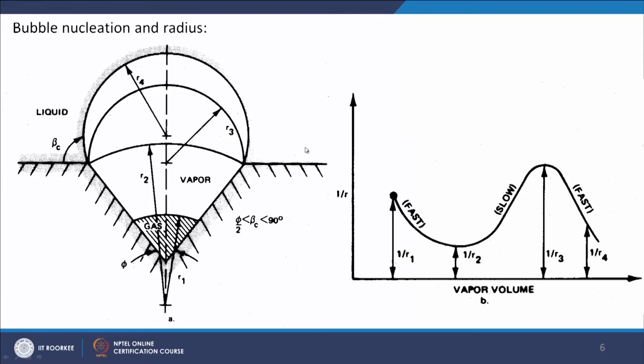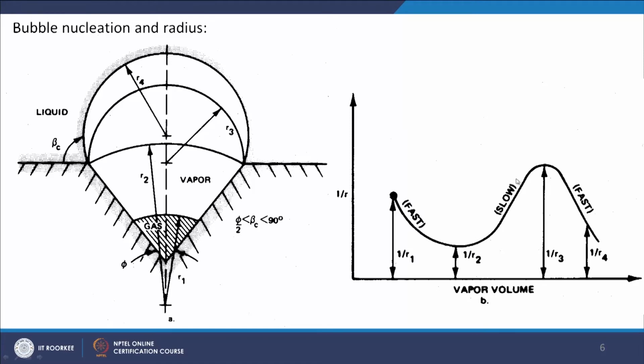Now, if one tries to plot the variation of the curvature 1 by r with respect to the vapor volume, he or she will find that at the beginning phase there will be a fast reduction of the curvature from 1 by r1 to 1 by r2. Here r1 and r2 both I have shown. The bubble will be increasing in volume, but this radius will also be increasing. As a result, 1 by r will be decreasing.